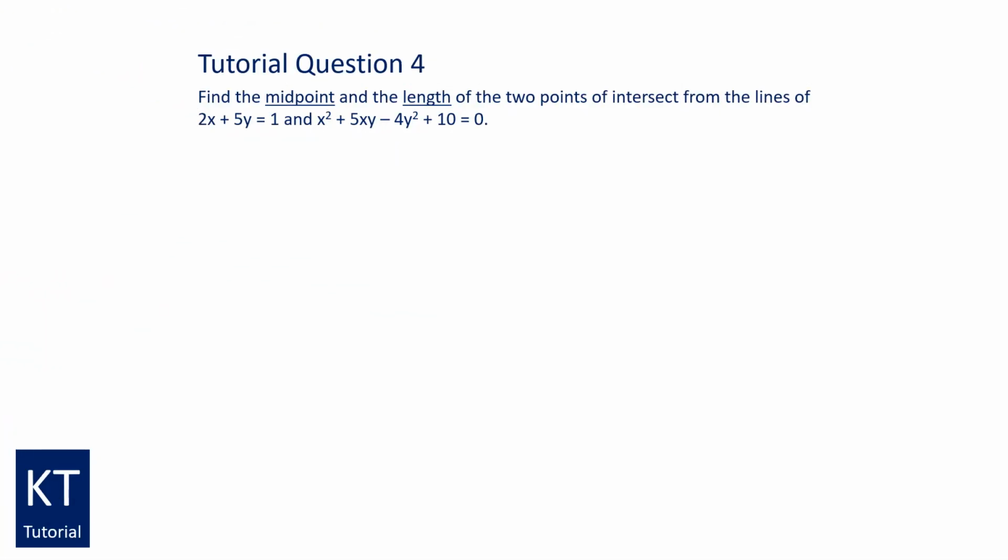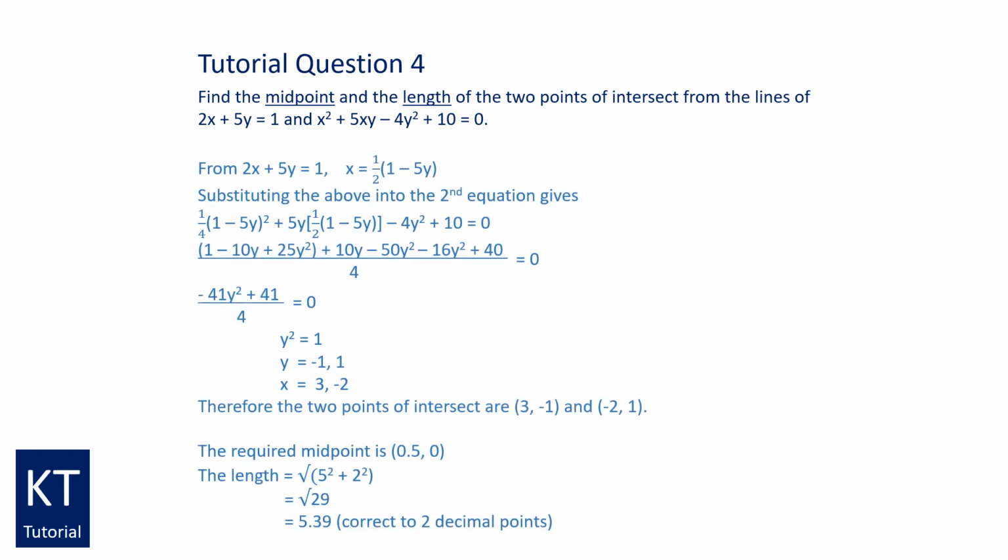Tutorial question 4. Find the midpoint and the length between the 2 points of intersection from the lines 2x plus 5y equals 1 and x squared plus 5xy minus 4y squared plus 10 equals 0. From the first equation of 2x plus 5y equals 1, we can decipher that x is the product of half and 1 minus 5y. By substituting this into the x portion of the second equation, we now have a quadratic equation in terms of y.